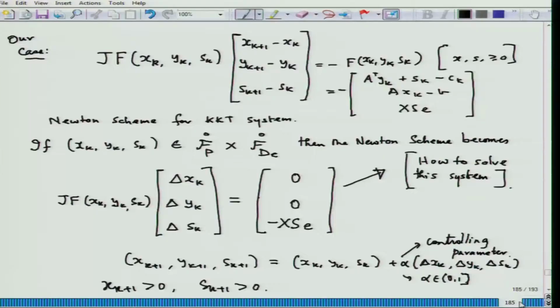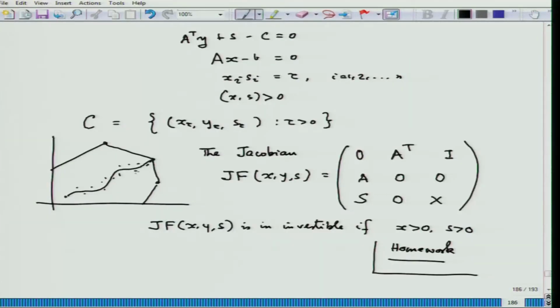So, the idea, as I told you again, is to move along this central path, start from a point in the inside and start moving along the central path. Each point on the central path is a unique solution of this system, but the question is that it is very difficult to solve this system. So, our idea would be to solve it approximately, but still in such a way that I remain near the central path and I can make one step ahead.